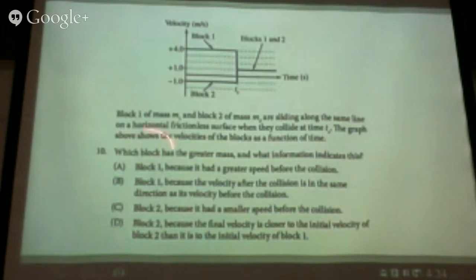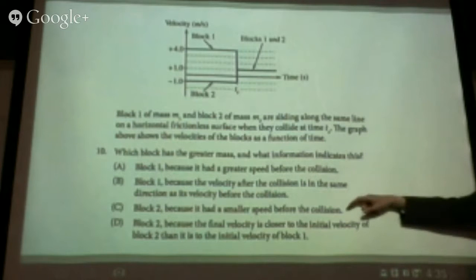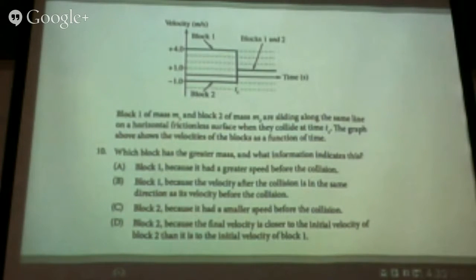Okay. Cool. Block 2, because the final velocity is closer to the initial velocity of block 2 than it is to the initial velocity of block 1. Absolutely. That's absolutely right. D is the correct answer on this one. Greater mass means a bigger resistance to change. So when they come to stick together, the one with the bigger mass will change less, the one with the smaller mass changes more. So D is consistent with that. A and C are silly answers on this one.